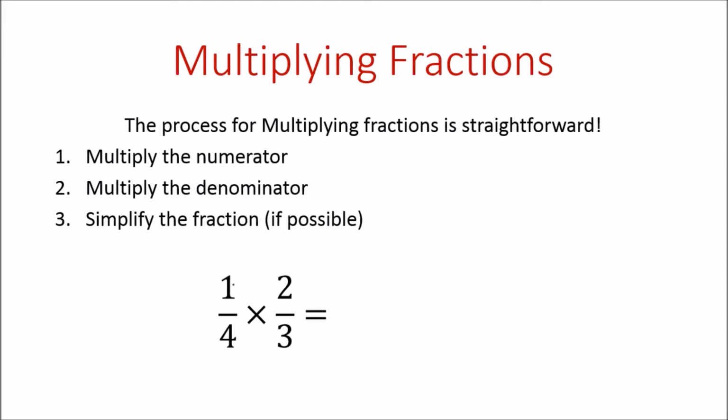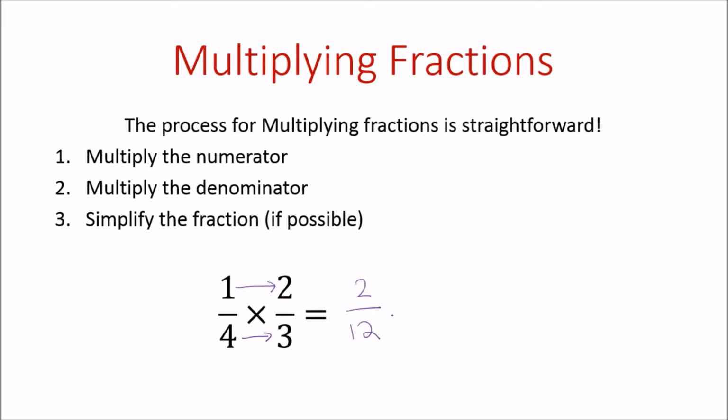We've got 1/4 times 2/3. We're going to start by multiplying the numerators, so going straight across the top and doing 1 times 2 to get 2, and then multiplying the denominators, 4 times 3 to get 12. Okay, so that's step 1 and step 2 done.